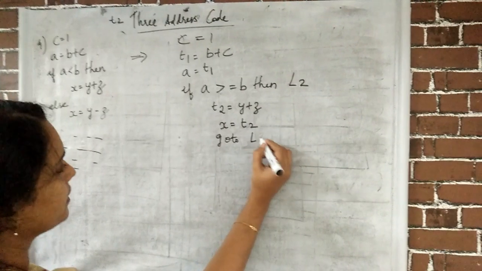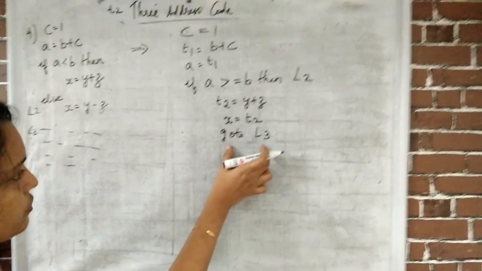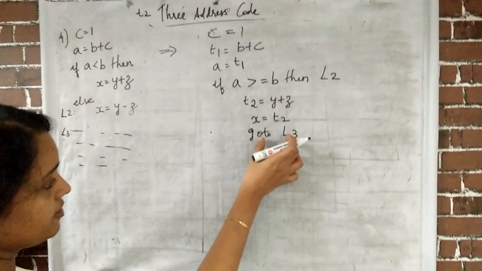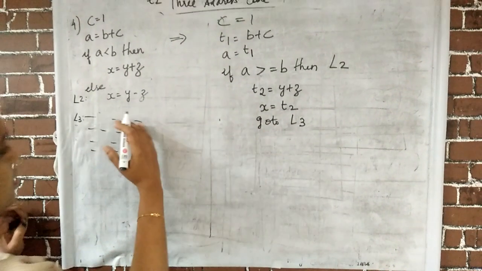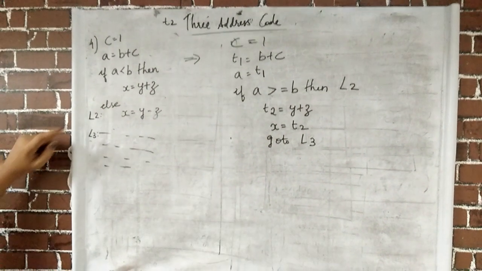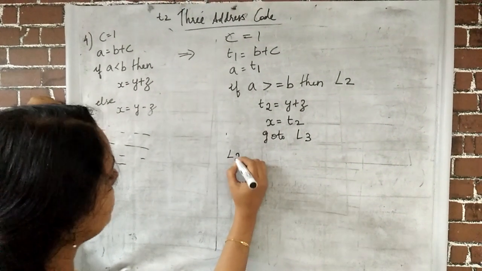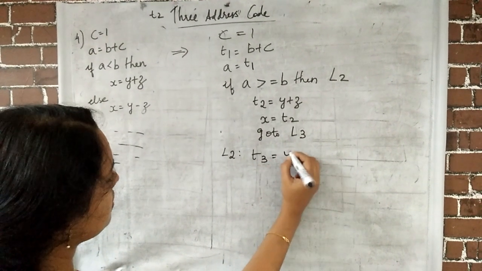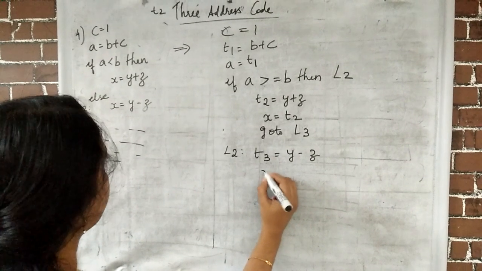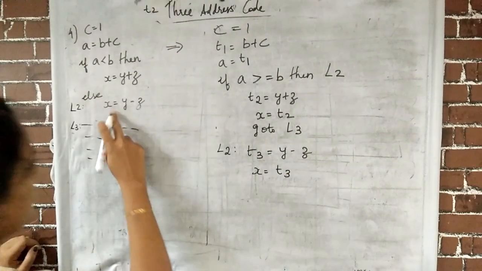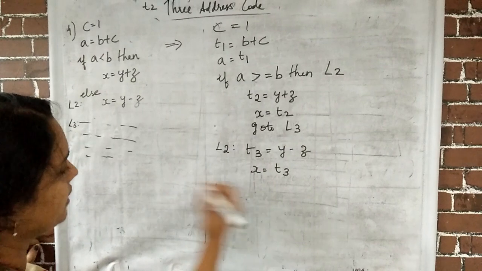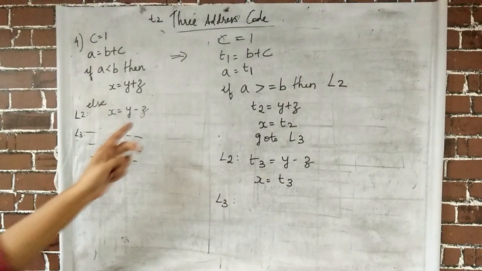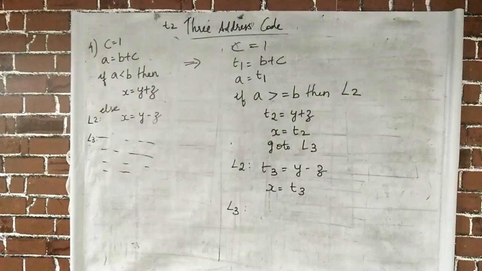So go to L3. This is really very important. This is used to skip the else condition, whatever statements are available in the else portion, and then to execute the remaining statements in the program. Again, this L2 is labeled as x is equal to y minus z. So T3 is equal to y minus z, and x is equal to T3. Next we have label L3. L3 will have some statements that have to be executed after this. So this is how we write a 3-address code for if-else statements.